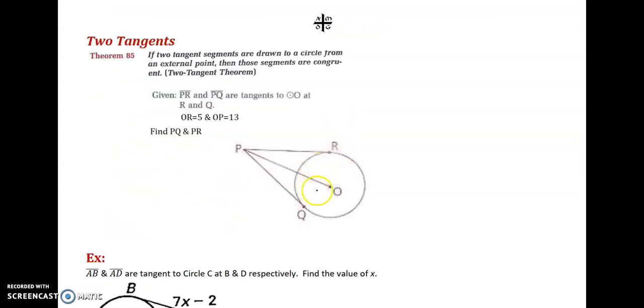Yesterday, we took a look at this exact drawing here, and we know that if we draw a radius to a point of tangency, that it forms a right angle. We also know that any segment is congruent to itself, and that all radii of the same circle are congruent. Therefore, by HL, we have PR congruent to PQ. That proves that if two tangent segments are drawn to a circle from an external point, then those segments are congruent.